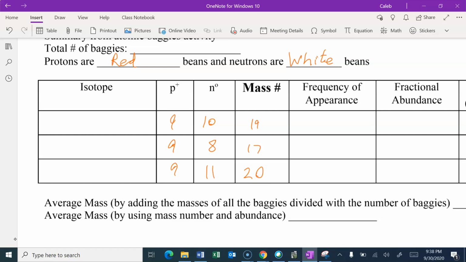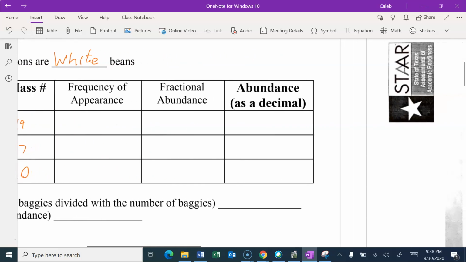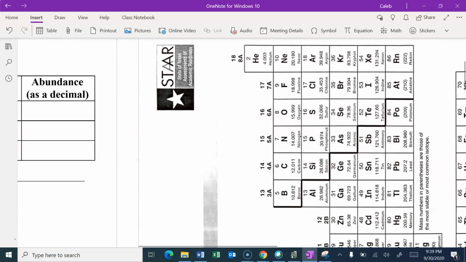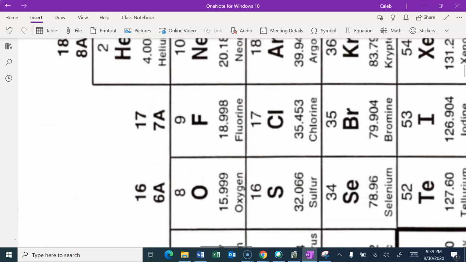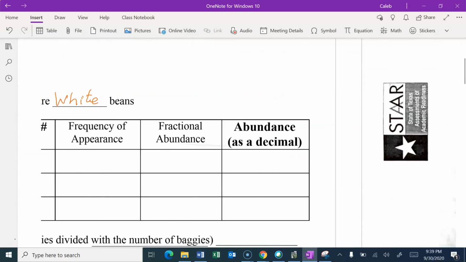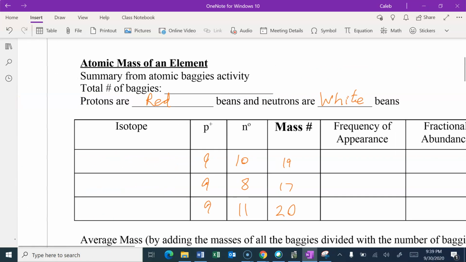Now, to find the name of the element, we've got to look at the periodic table and compare the number of protons to the atomic number. Remember, the number of protons is the atomic number. So if we could just find an element with an atomic number of 9, that's what we've got here. So I'm going to scoot over. I've got a periodic table right here. I know it's kind of flipped over sideways, but you can see that fluorine has an atomic number of 9. So we can assume that we've got fluorine here. So I can write that as the name.